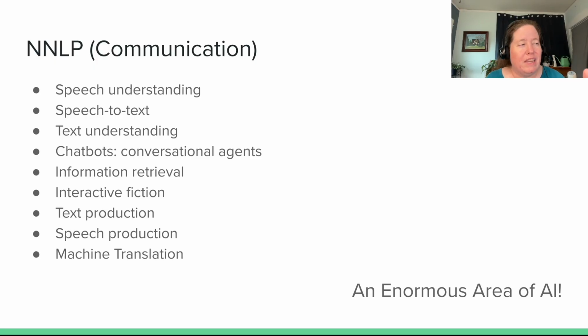Information retrieval is all about finding the right documents. So chatbots can do that because they have so much information, but they don't always do it right. And so one of the things that we have to worry about is exactly how that process works. And there are other techniques that people look at. Interactive fiction. So having non-player characters in games that actually can talk freely to you and have a perspective that they can put forth. And then producing text, producing speech, machine translation, being able to translate from one language to another. Each of those is a giant, giant subfield of its own.